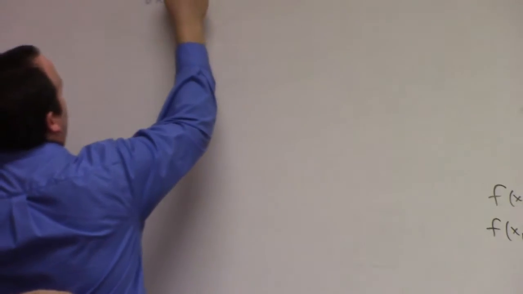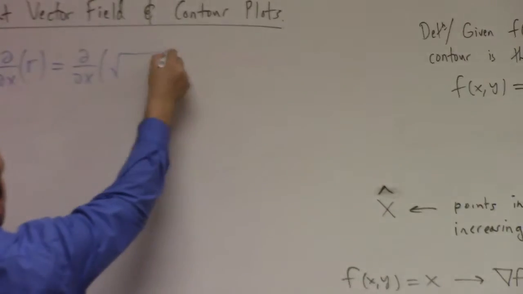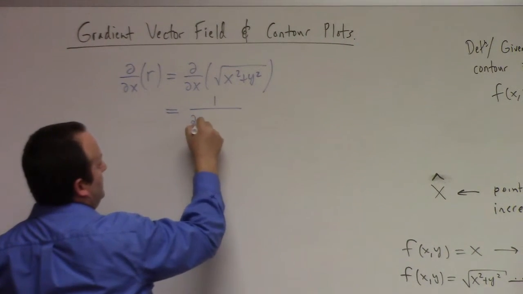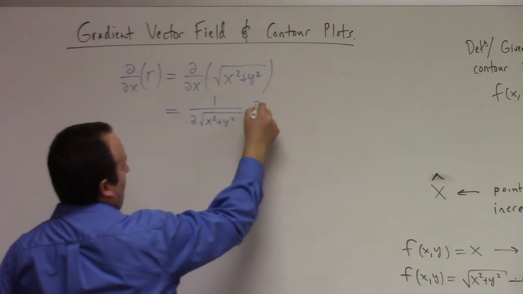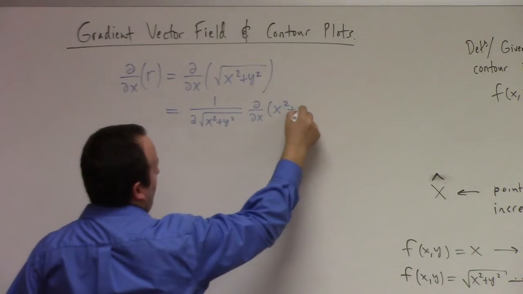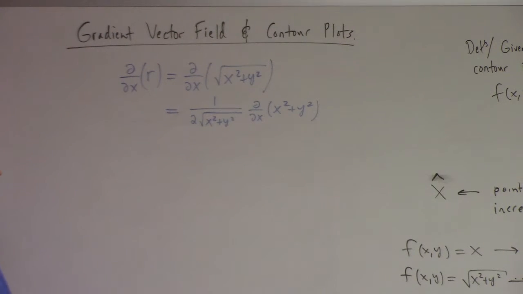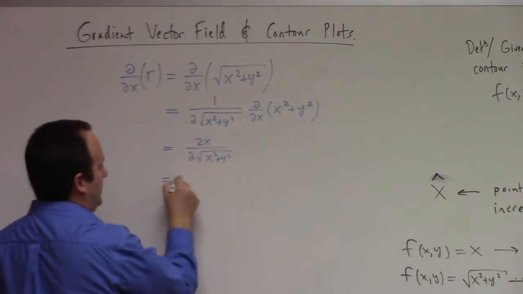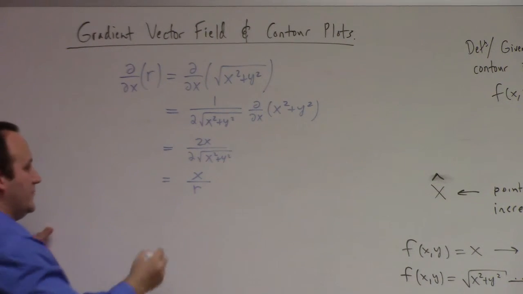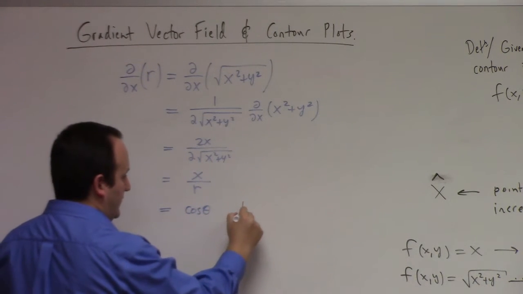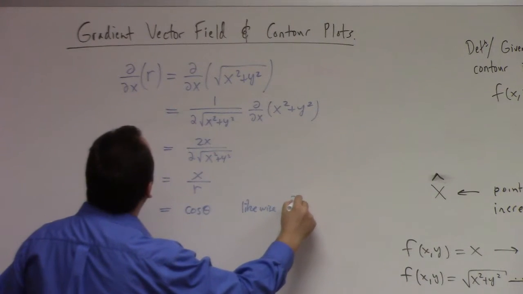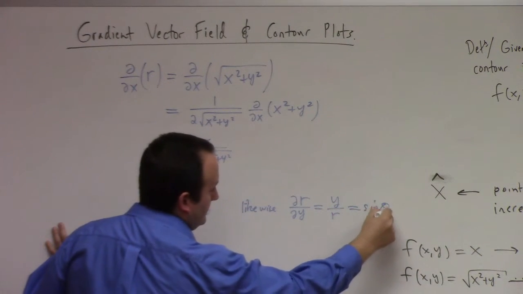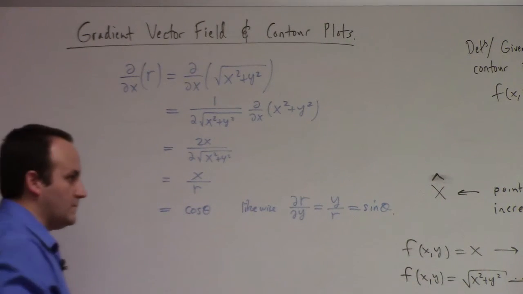Partial x of r is what? We get 1 over 2 times the square root of x squared plus y squared, right? And then I have to do the derivative of the inside function by the chain rule, right? But what's that? That's 2x. So I get 2x over 2 times the square root of x squared plus y squared, which of course is just x over r again. In other words, partial r partial x is really cosine theta. Likewise, partial r partial y is equal to y over r by almost the same calculation, and that's sine theta, using polar coordinates, of course.